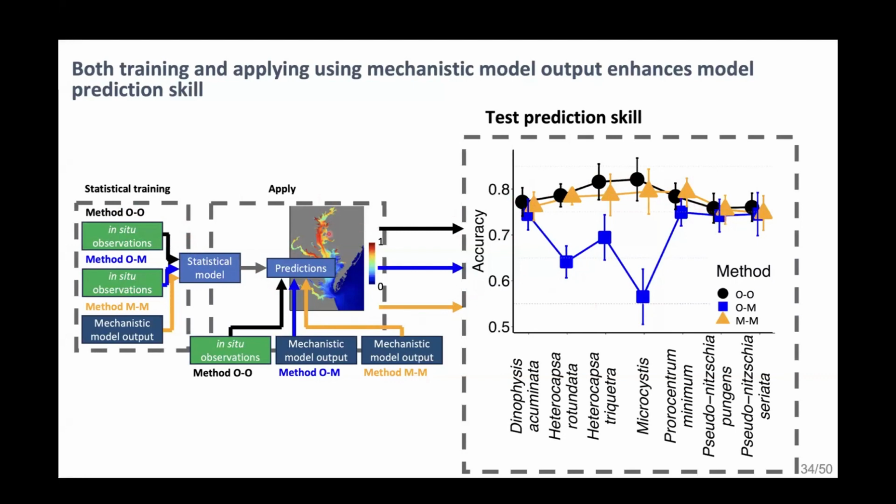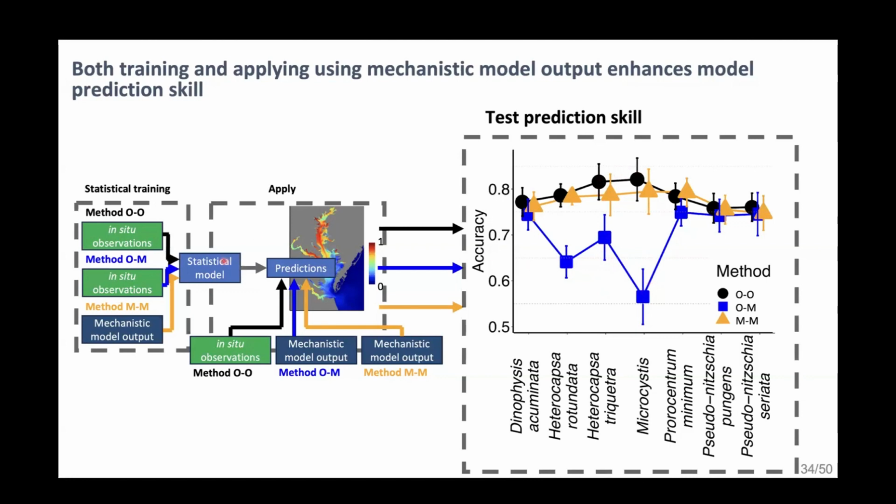But what's interesting is that when we apply these models, trained using in situ observations, using mechanistic model output, for example, provided by CBEFs, we see, at least for some taxa, a significant drop in model accuracy when we compare black to blue. This is especially true for Heterocapsa and Microcystis. This drop in accuracy is pretty significant. It's sometimes more than 10%.